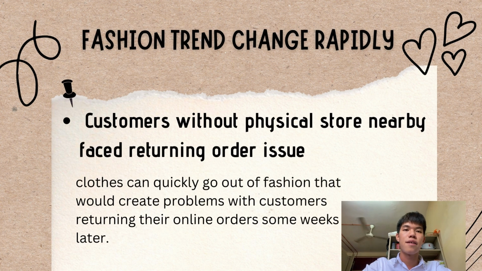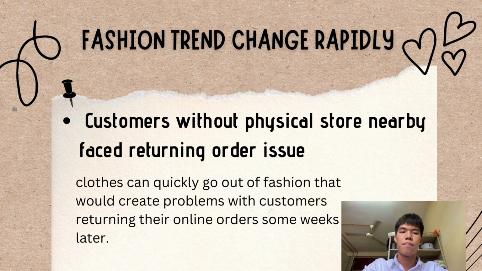So my second point is fashion trends change rapidly. We know that Primark is a store which sells fashion products and fashion items. So clothes can quickly go out of fashion, and that will create problems with customers returning their online orders some weeks later. Some customers who buy online without a physical store nearby face issues returning orders. So for example, if a customer bought the wrong size or wrong item from an online store, there would be a big problem when they need to return their order.